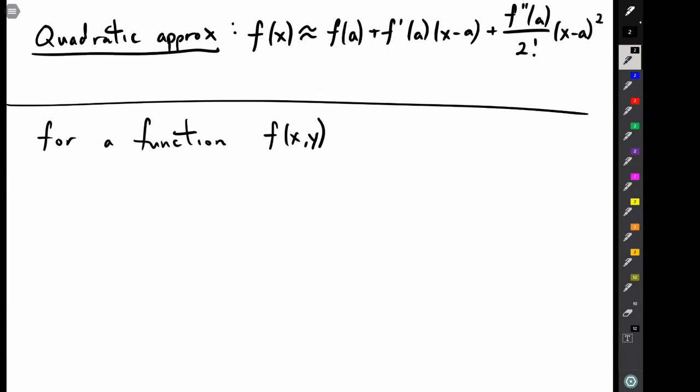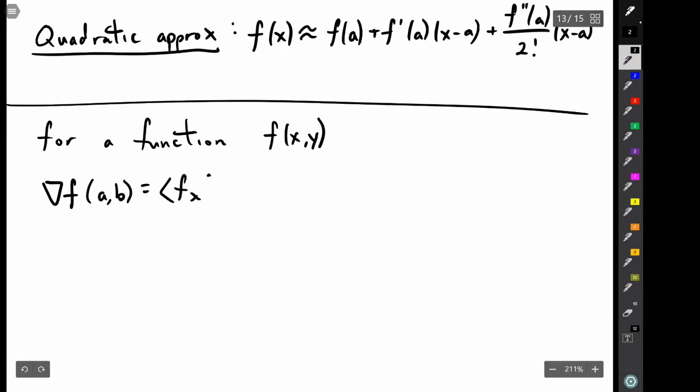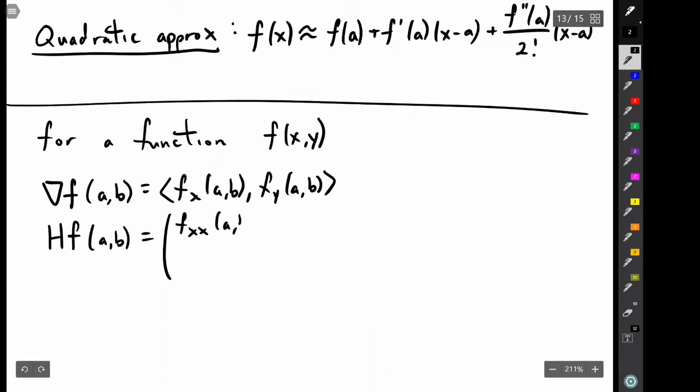Well, instead of a first derivative, we have the gradient at, say, (a, b). This is f_x at (a, b), f_y at (a, b). Right? And the second derivative, the most general thing we have, is this Hessian matrix at (a, b). And this is the matrix f_xx at (a, b), f_xy at (a, b), f_yx at (a, b), and f_yy at (a, b), right?